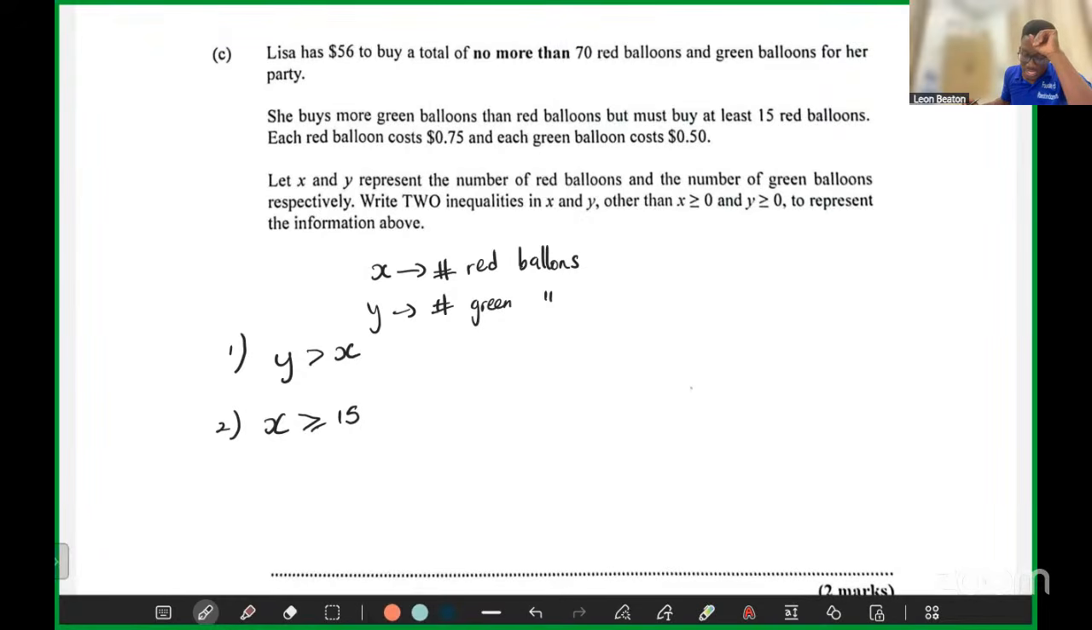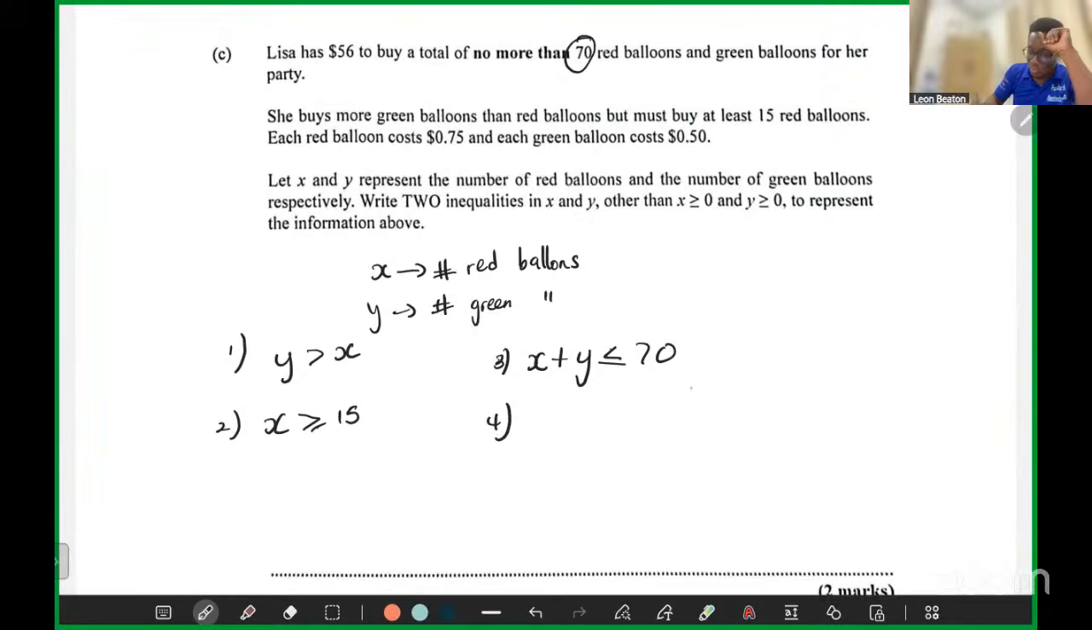So they told us that she has $56 to buy no more than 70 red balloons and green balloons for her party. All right, and she has $56 she has to spend in total. And in total she's buying at most 70 balloons. So our next one we can come up with would be X, the number of red balloons that she buys, plus Y, the number of green balloons. Since she bought no more than 70 balloons, this has to be less than or equal to 70.